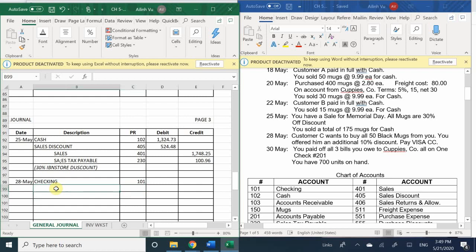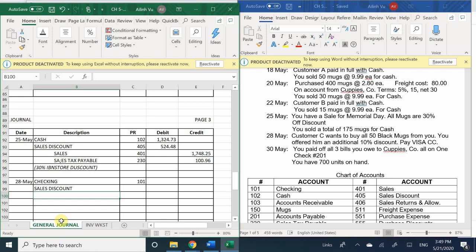Then we've got sales discount. Good, because he has a 10% discount. Yes, we physically gave him a discount because he purchased in bulk. He got rid of the black cups. We didn't want the black cups, we wanted the brown ones.